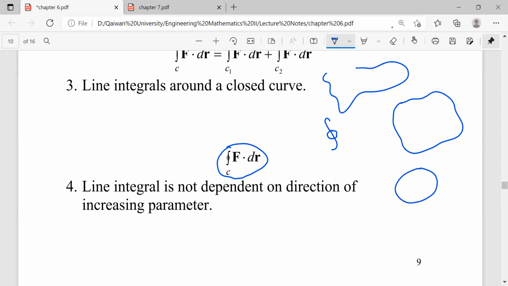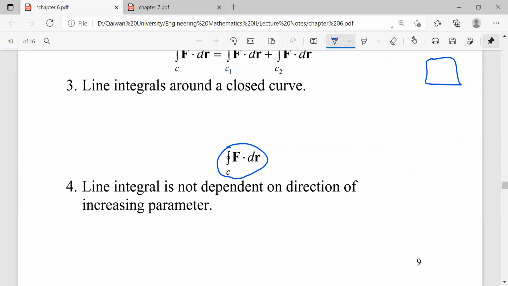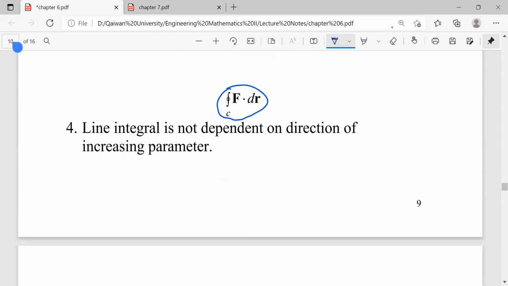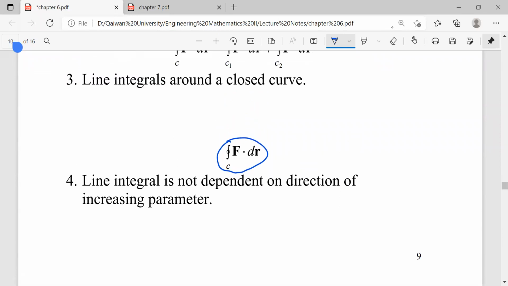We may have something like this. We may have a square. These are closed curves, and over these curves the integral is denoted by this symbol. The line integral is not dependent on the direction of the increasing parameter. It's not dependent on the direction of the parameters.